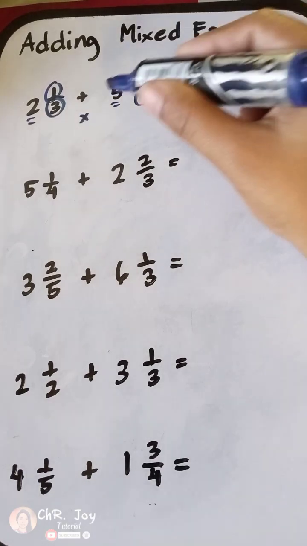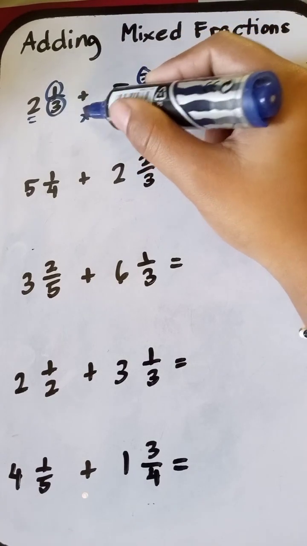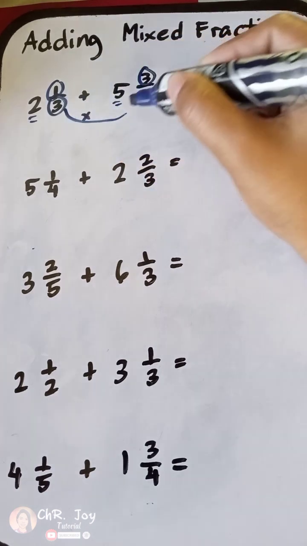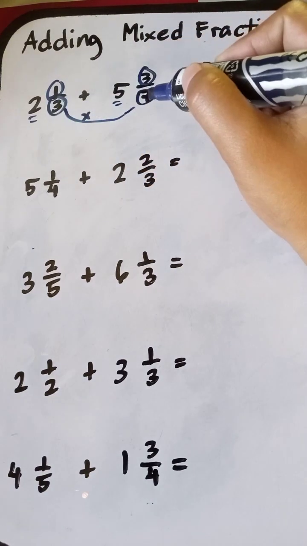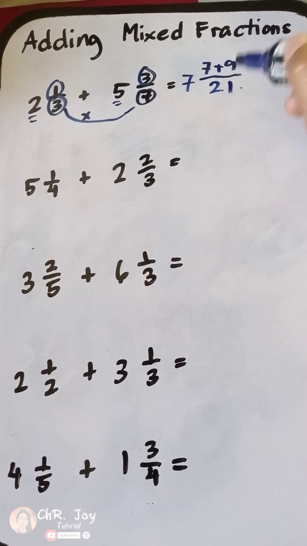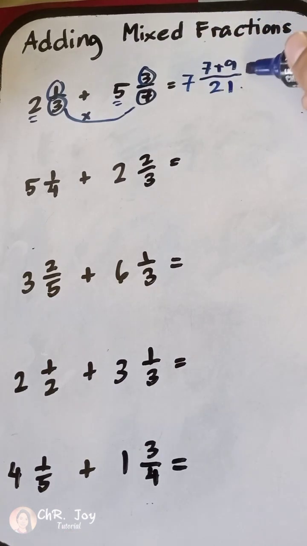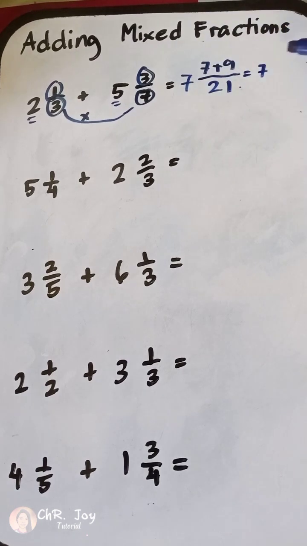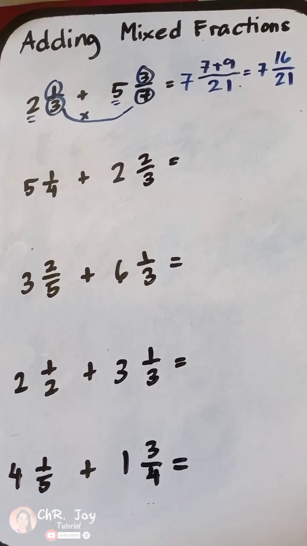Over. Now let us multiply both the denominators. 3 times 7 is equal to 21. Now, let us write the whole number 7. Now, let us add 7 plus 9 is equal to 16 over 21.